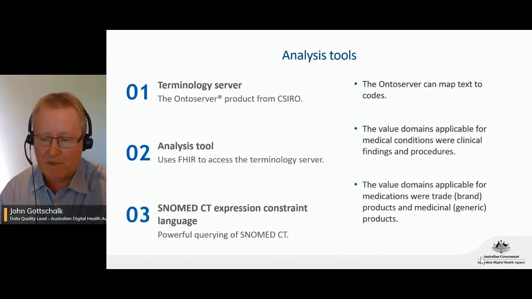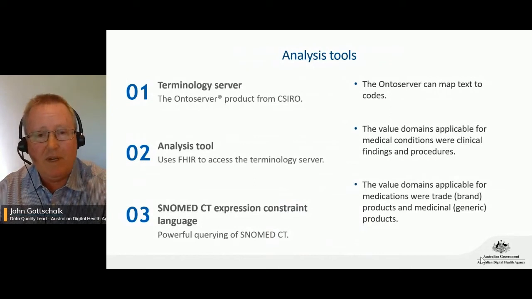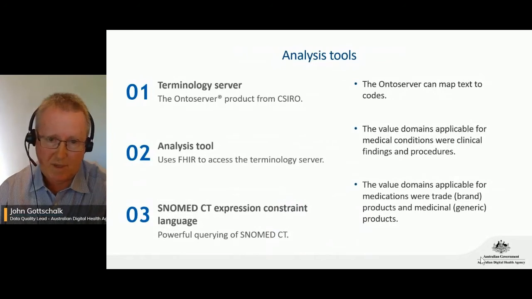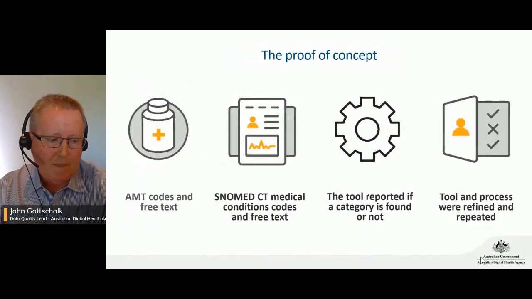The value domains that were used in this work for medical conditions was clinical findings and procedures. And it may seem odd that we use procedures for medical conditions, but I'll explain that later. The value domains for the medications were trade products and medicinal products. That's generic products. The medicines coding is done using the Australian Medicines Terminology, also just called AMT, which is an Australian extension to SNOMED CT. For SNOMED CT, we used the clinical findings and procedures coding. And we had a tool, as I mentioned, which we ran through iteratively to get the final result.